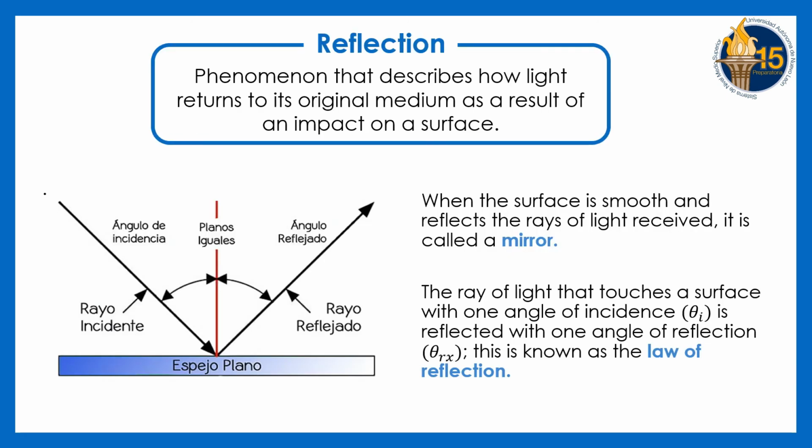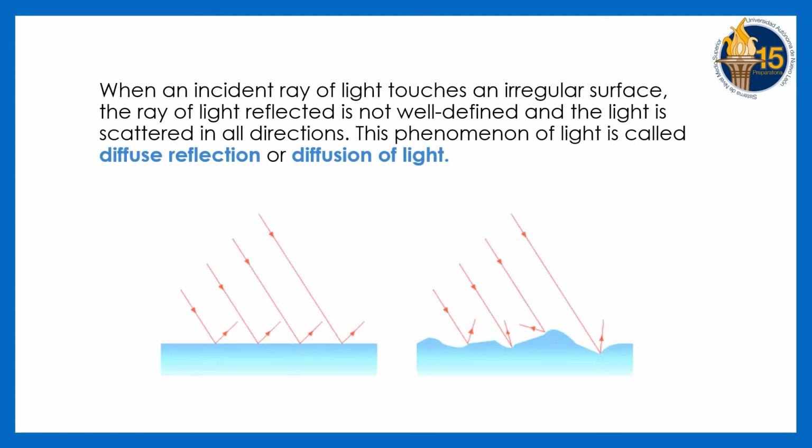Reflection has already been defined as the phenomenon that describes how light returns to its original medium as a result of impact on a surface. When the surface is smooth and reflects the light received, it's called a mirror. The ray of light that touches a surface with an angle of incidence is reflected with one angle of reflection. This is known as the law of reflection. When an incident ray of light touches an irregular surface, the reflected light is not well defined, and the light is scattered in all directions. This phenomenon is called diffuse reflection or diffusion of light.